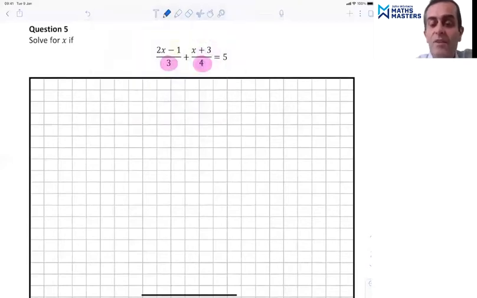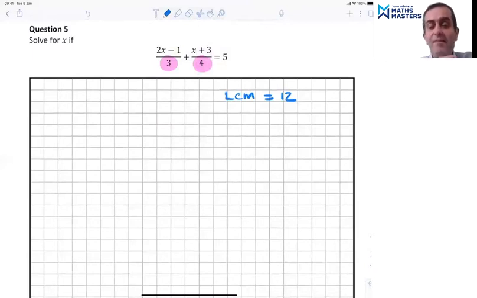Okay, so the least common multiple here is going to be the smallest number that both 3 and 4 divide evenly into. Now, the smallest number that both 3 and 4 divide evenly into is 12. Okay? 3 goes into 12 4 times and 4 goes into 12 3 times.